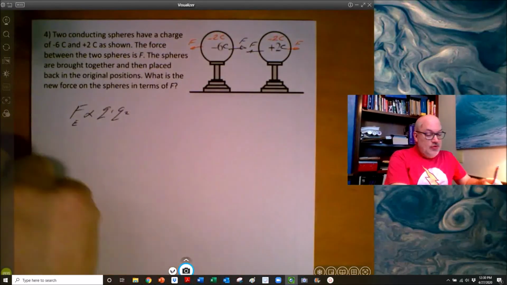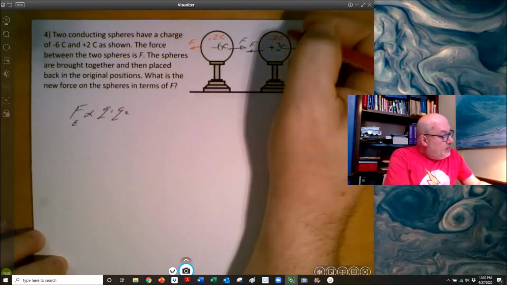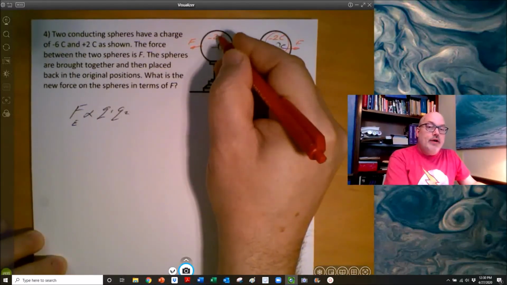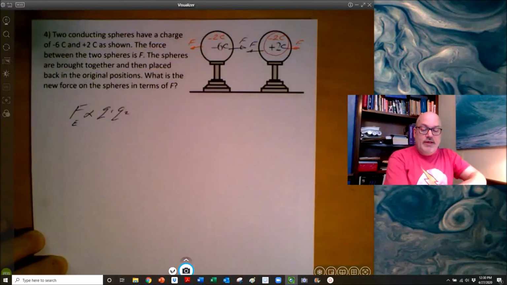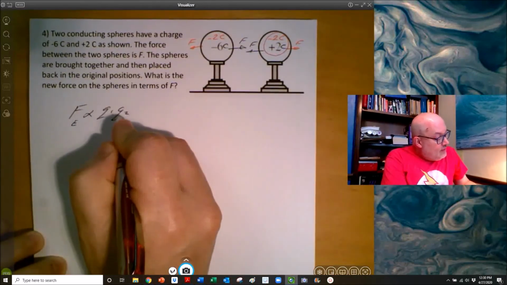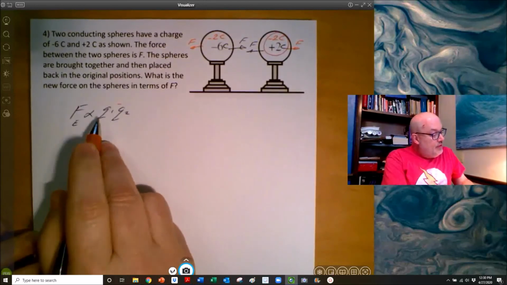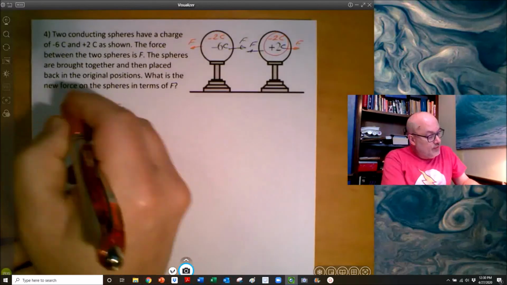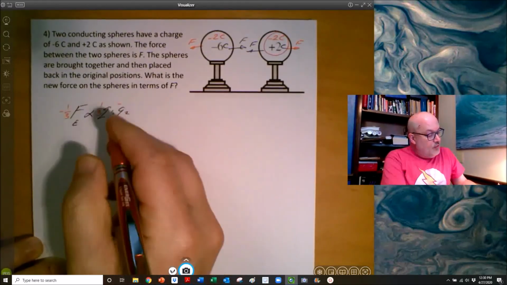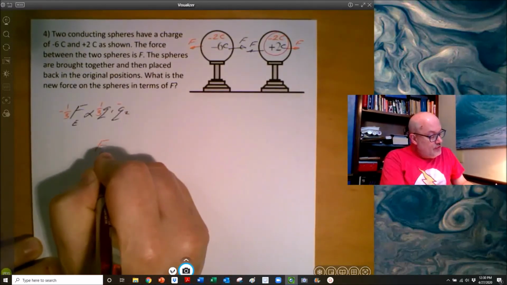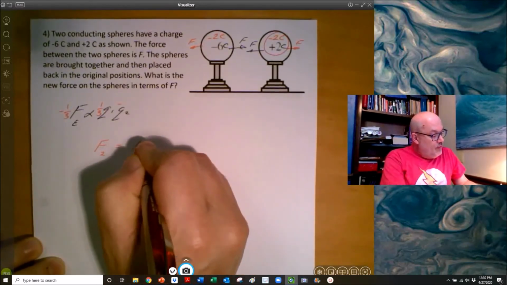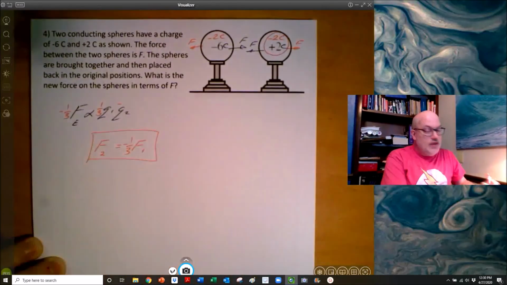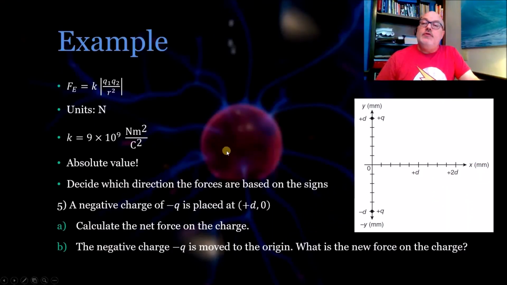So what's happened to our charges? Well, this one has only changed sign. This one is now 1/3 of what it was before, but kept the same sign. So this one has changed sign, but this one is 1/3 of the original. So what's our new force? -1/3 the original. So the force 2 will equal force number 1, but in the opposite direction, and 1/3 the original.